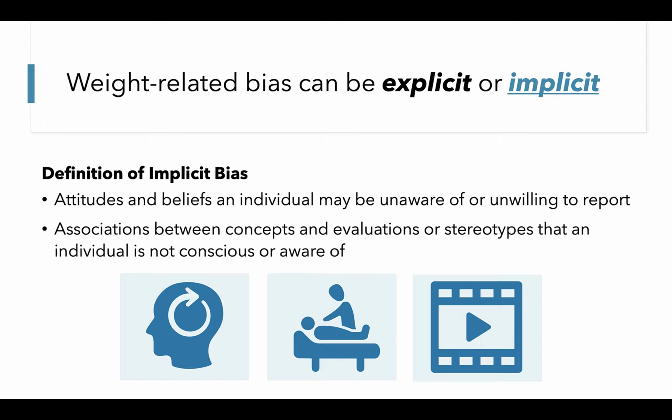Now let's think through the definition of and examples representing implicit weight bias. The definition of implicit bias is attitudes and beliefs that an individual may be unaware of or unwilling to report. So these are associations between concepts like weight and evaluations or stereotypes like negative characteristics or undesirability that an individual may not be conscious or aware of. These implicit biases often manifest in the reflexive reactions we have to individuals based on their body shape and size.